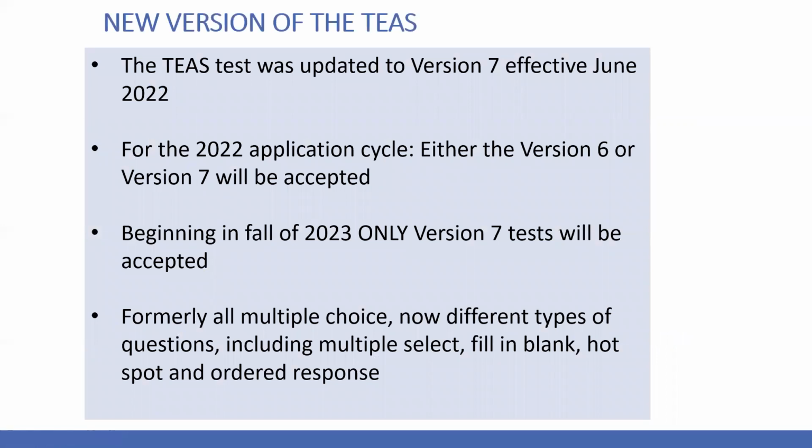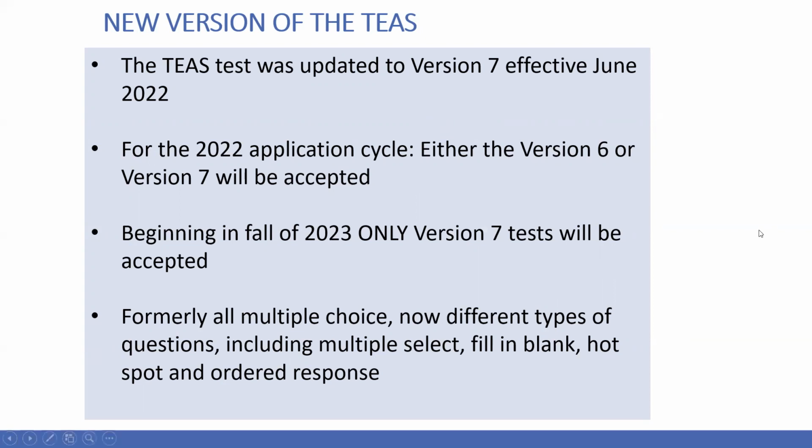As you may have heard, the TEAS 7 is a new version of the TEAS, which was updated and brought into effect as of June of 2022. As far as Hack is concerned, for the 2022 application cycle, either the version 6, which was the previous version, or version 7, the current version, will be accepted. Beginning in the fall of 2023, only version 7 tests will be accepted for Hack.